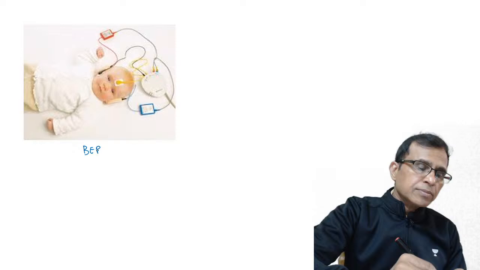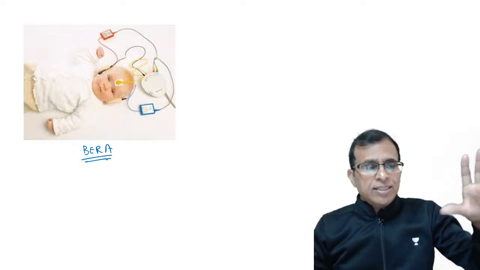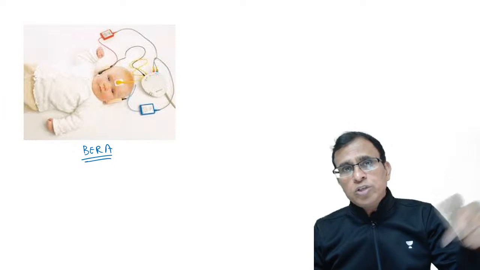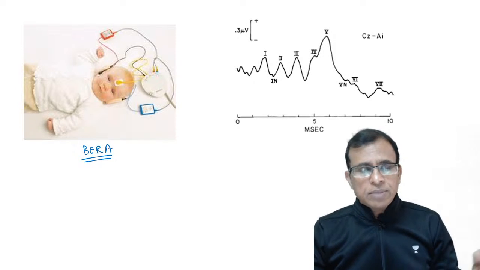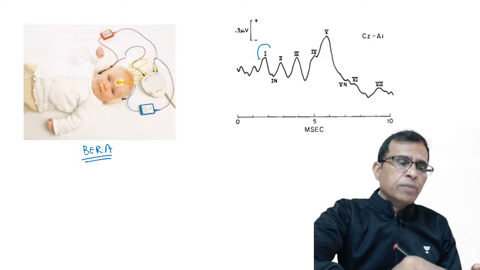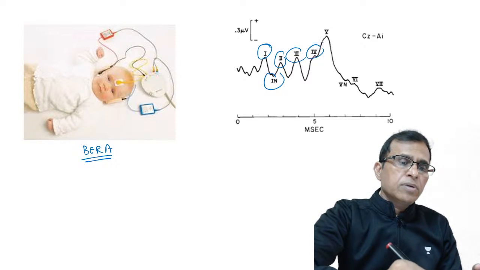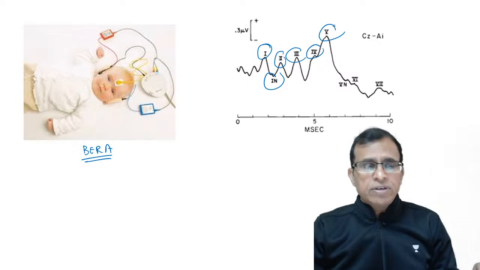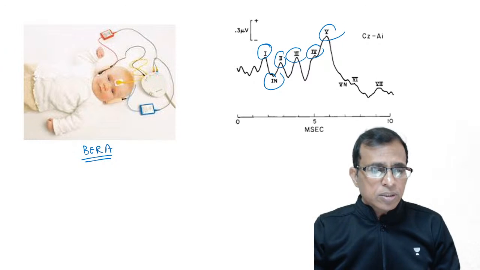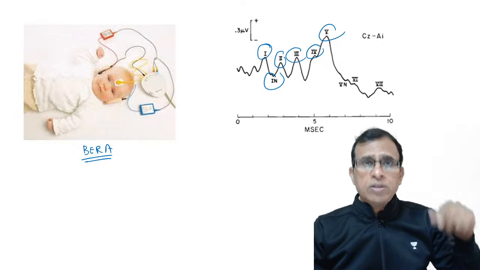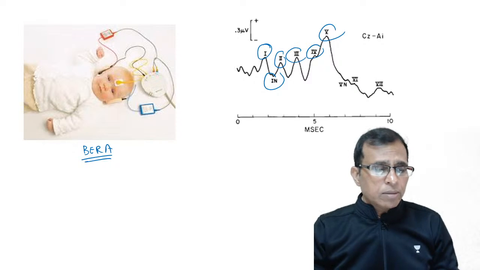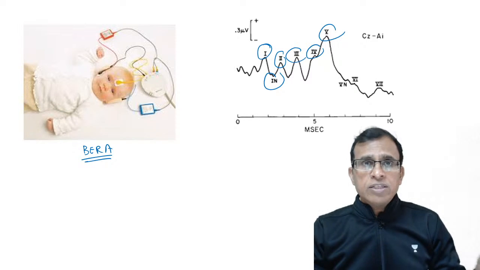This is BERA being done. You just put a few electrodes on the child's head, and then it is attached to a computer. You switch on, and you get a graph which looks like this. Peaks: peak 1, peak 2, peak 3. We discuss all this in the lectures. So there is no invasion here. Nothing goes through the skin, through the tympanic membrane, nothing. So it's a non-invasive procedure.